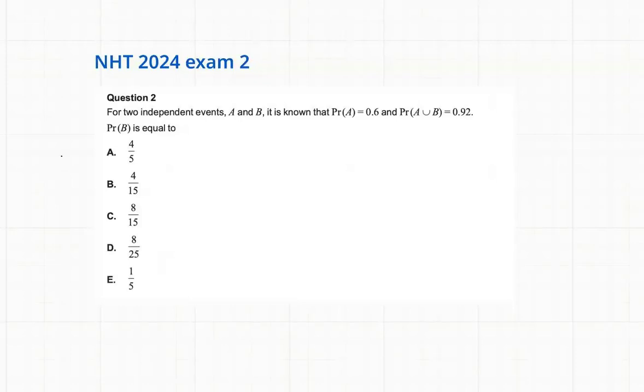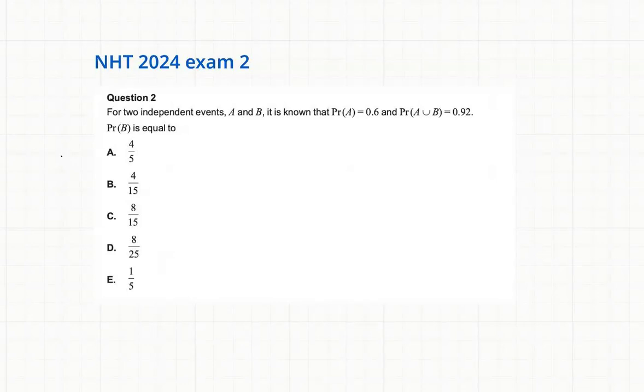Hello everyone. So this is question 2 from the multiple choice of 2024 NHT exam 2. So let us analyze this question together. It says that for two independent events A and B, it is known that the probability of A is 0.6 and the probability of A union B is 0.92. The probability of B is equal to.